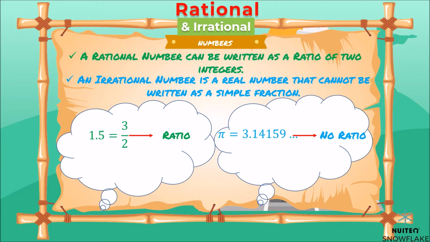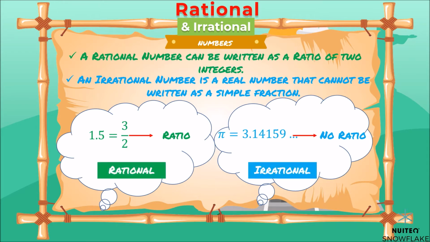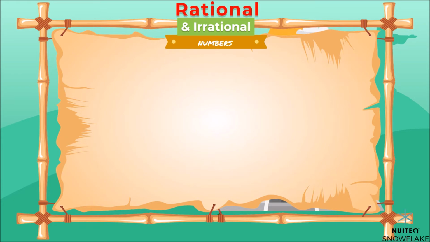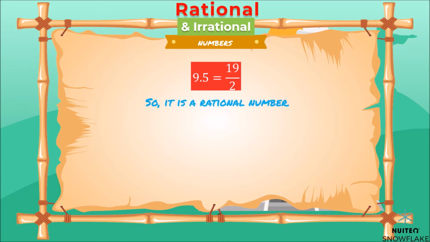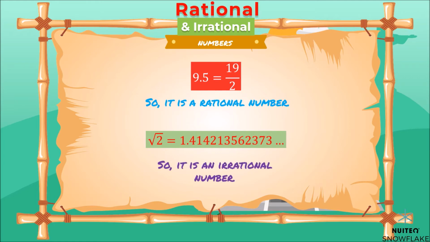Pi is a famous irrational number. We cannot write down a simple fraction that equals pi. So, if you think about it, we can tell if a number is rational or irrational by trying to write it as a simple fraction. For example, 9.5 can be written as a simple fraction like this. So, it is a rational number. Let's look at the square root of 2 more closely. Square root of 2 is equal to this expression. But it is not a number like 5, or 5/3, or anything like that. In fact, we cannot write the square root of 2 using a ratio of two numbers. So, we know it is an irrational number.